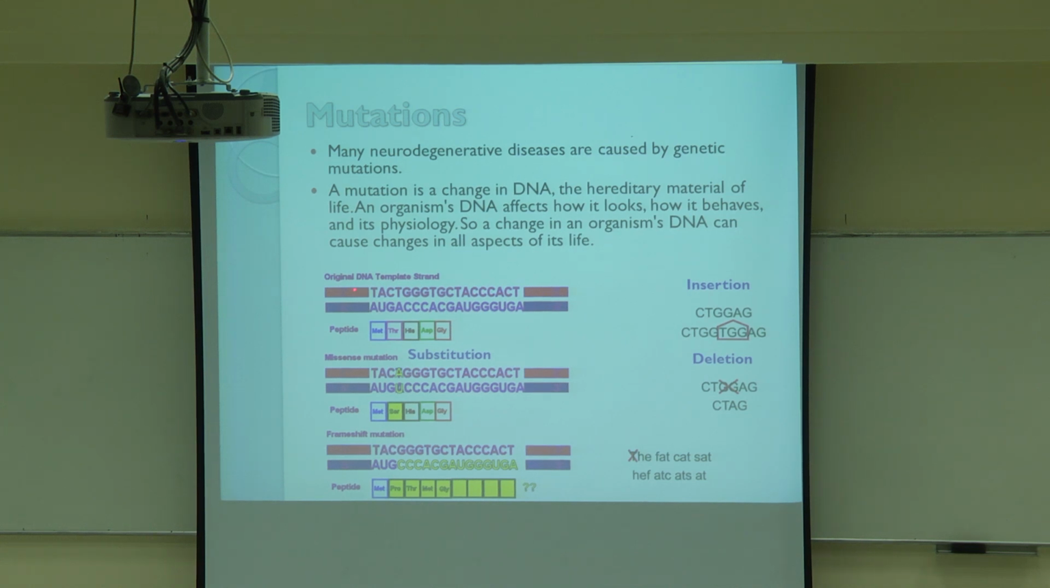OK, so in this case, this is the original DNA sequence. So this is a double-stranded DNA. This is the 5 prime. This is the 3 prime. And this is the other 5 prime and the 3 prime. So it's anti-parallel. OK, it goes in this way. And this is a normal sequence. And we have different mutations.